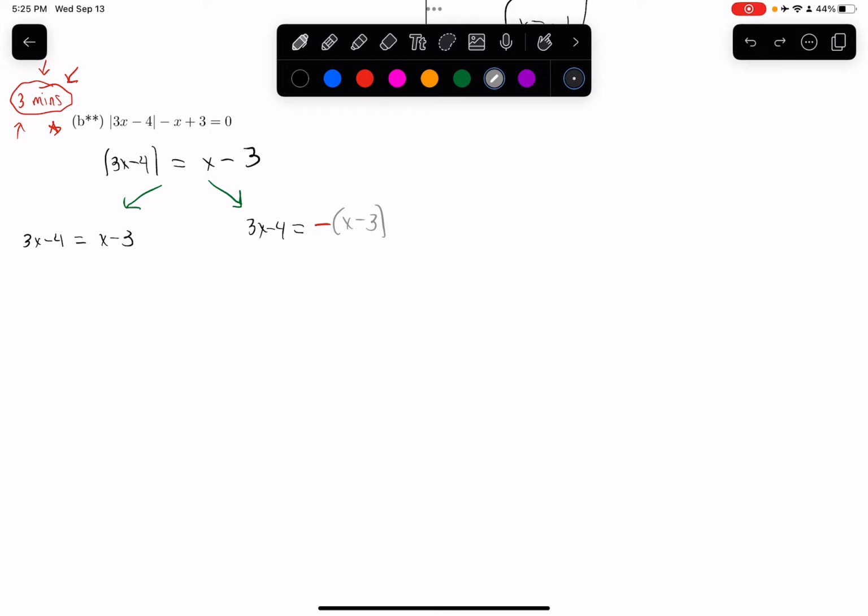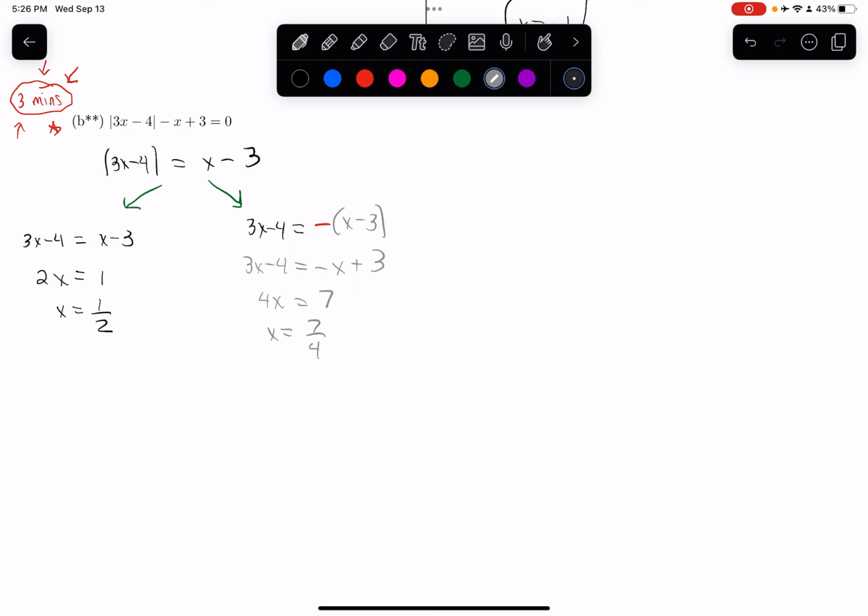Okay, let's simplify each of these equations. All right, this one, I can move the x over and I get 2x. I can add the 4 over and I get 1. Dividing, I get x is 1/2. Okay, in my other equation, let's distribute the negative. So 3x minus 4 equals negative x plus 3. And then if I add x over, I get 4x. If I add 4 to the right, I get 7. And then dividing, I get x is 7 over 4. Okay, so I'm getting these two possible answers.